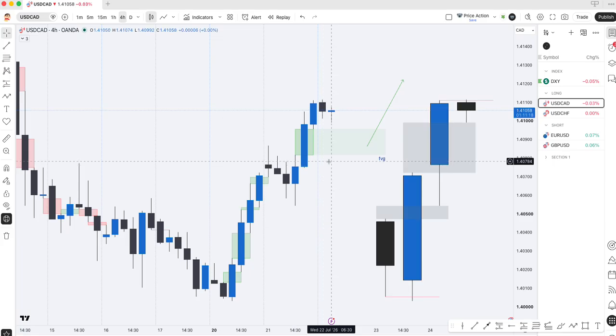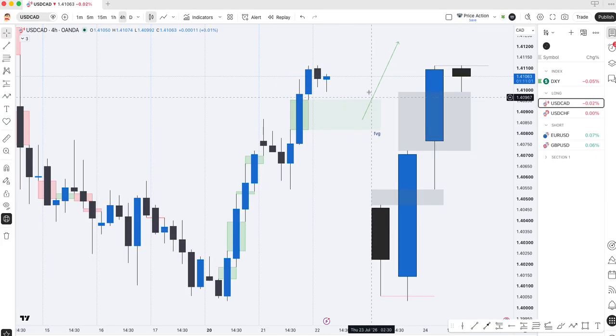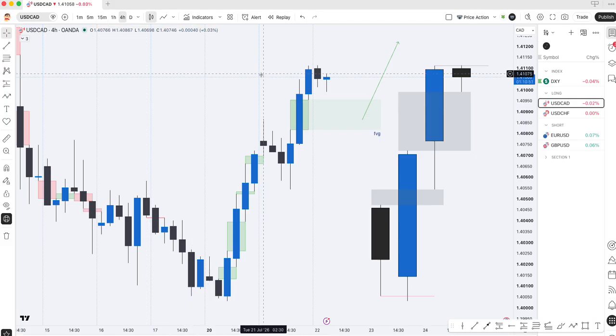Now comes a really important part, on how you would enter these markets. It's not a new concept, but it's something that I started looking at very recently.